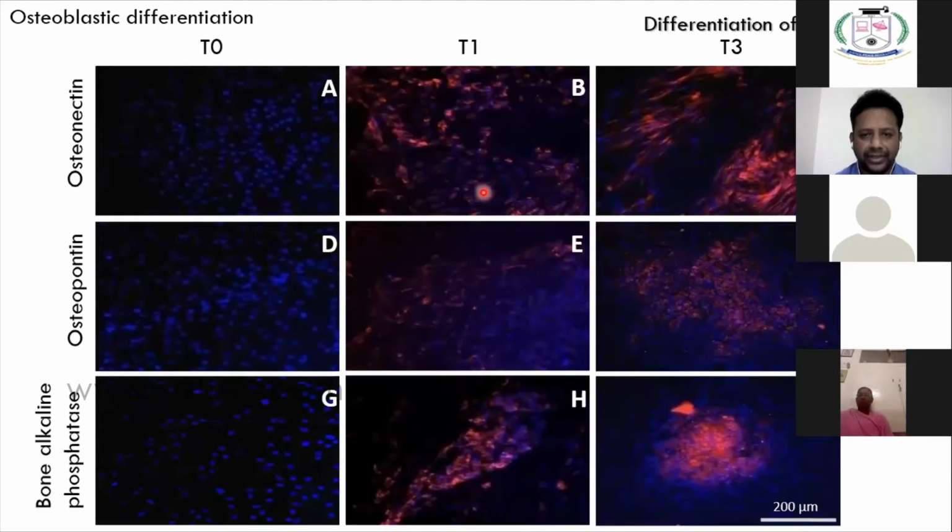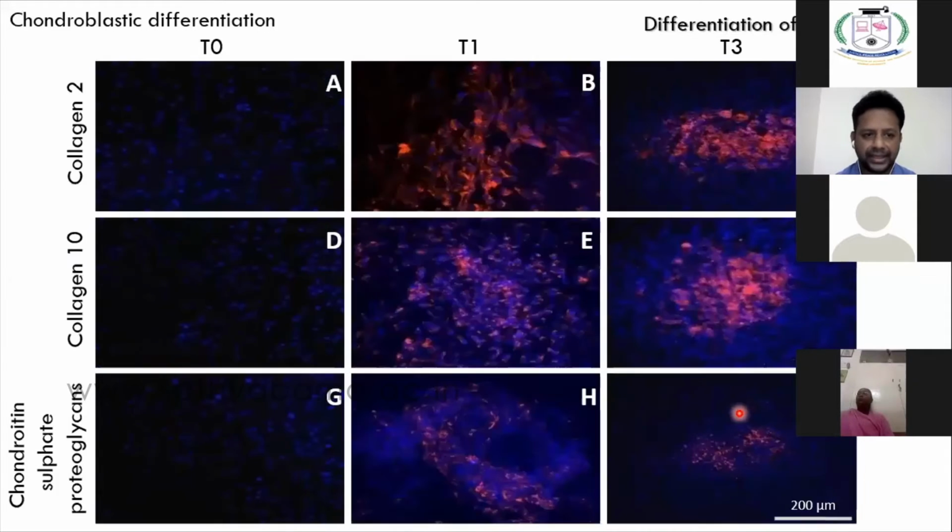This is time 0, this is one week, where you can see some expression, and this is week 3. You can see more protein expression of osteopontin, osteonectin, and bone alkaline phosphatase in the 3rd week. Similarly, collagen 2, 10, and chondroitin sulfate proteoglycan are markers for cartilage. So these cells can differentiate into both cartilage and osteoblasts.